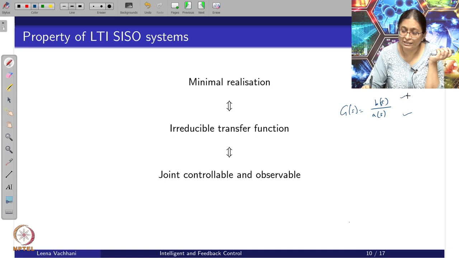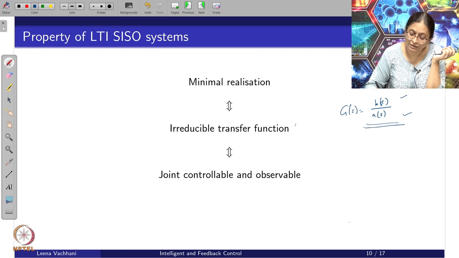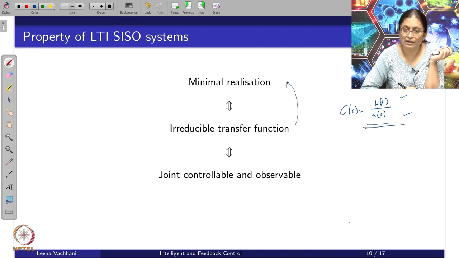When I'm representing the transfer function with all the poles and zeros cancelled, that is my irreducible transfer function. And when I represent that transfer function in state space form, it gives me a minimal realization, which means I get the state space form which has the minimum number of states.